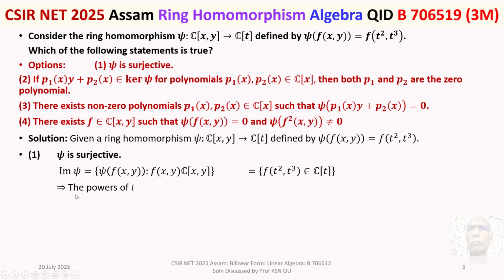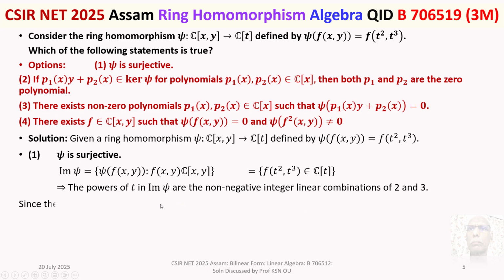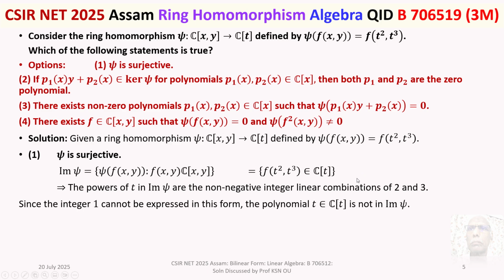Agreed. Now, the powers of t in the image of psi. What will be the powers of t? t^2, t^3. The powers of t will be 2a plus 3b. The powers are non-negative integer linear combinations of 2 and 3. That's what I said, 2a plus 3b. Since we are talking about t, what about t? Is t in C[t]?